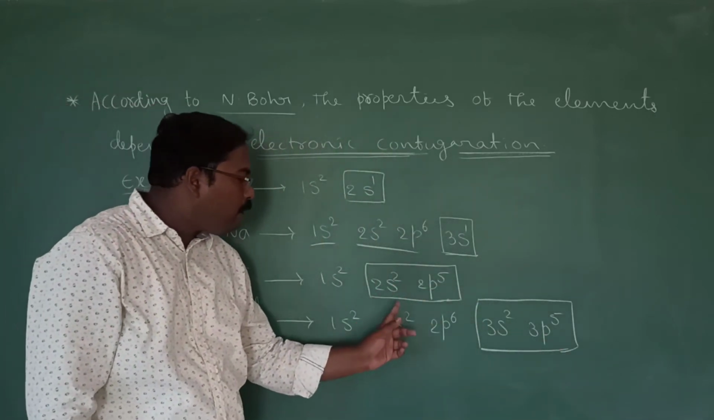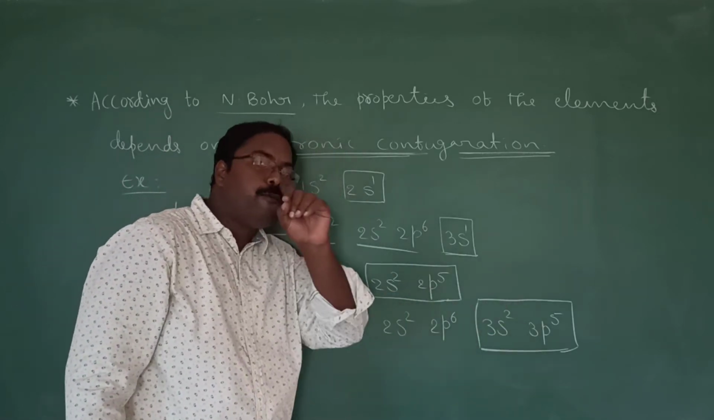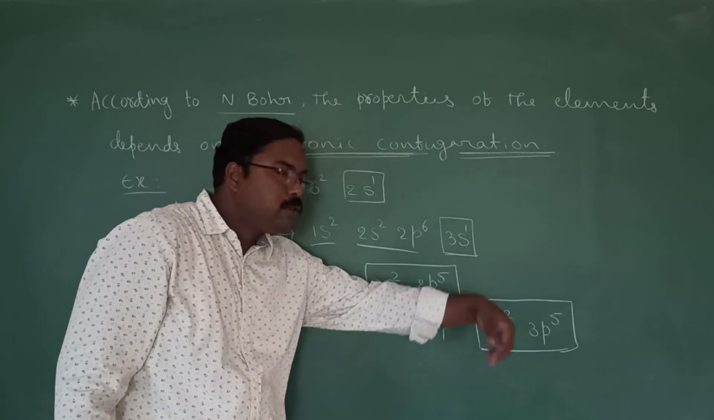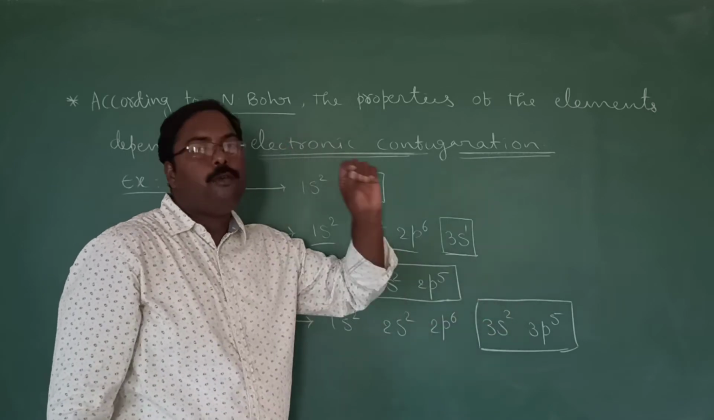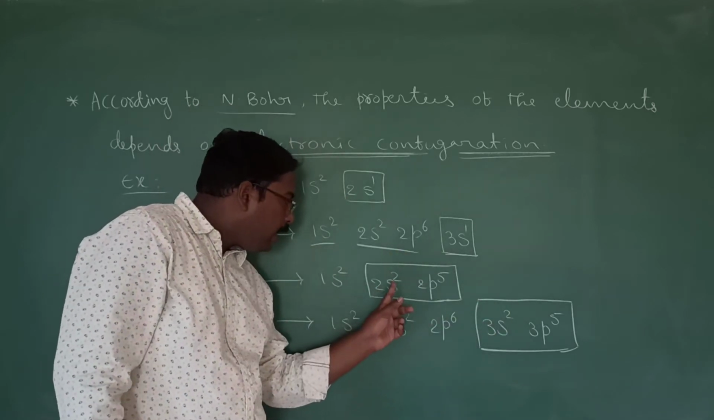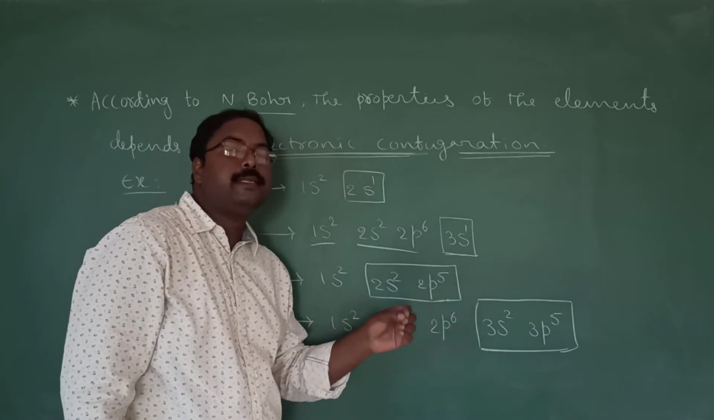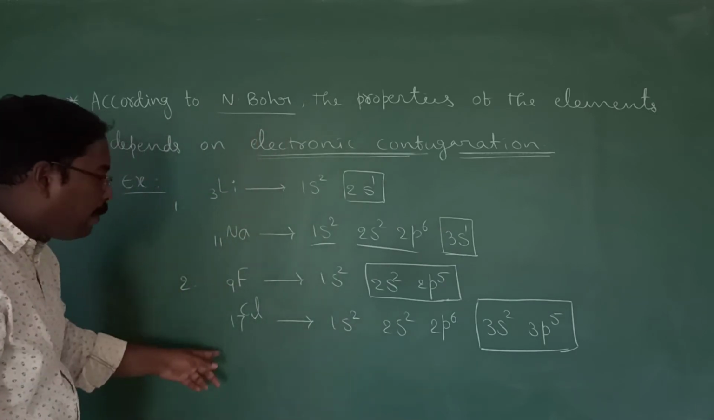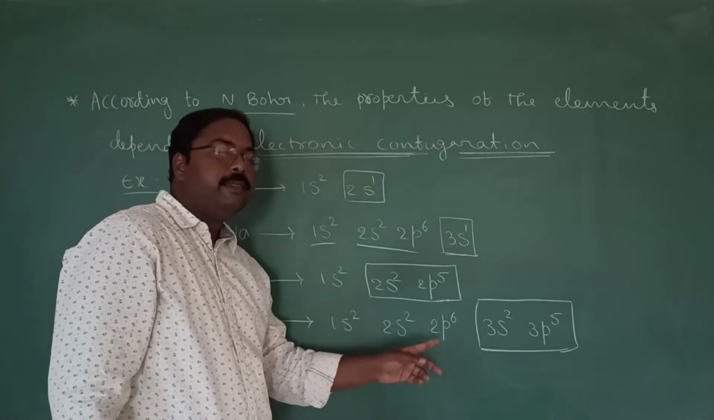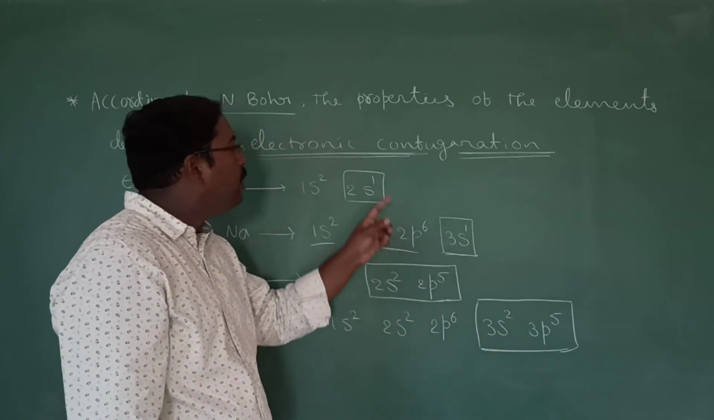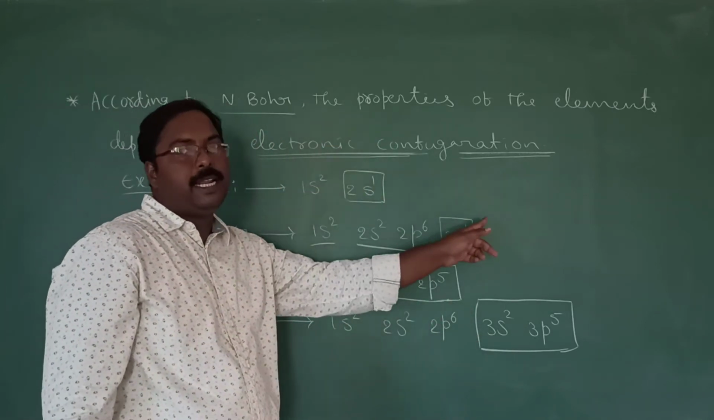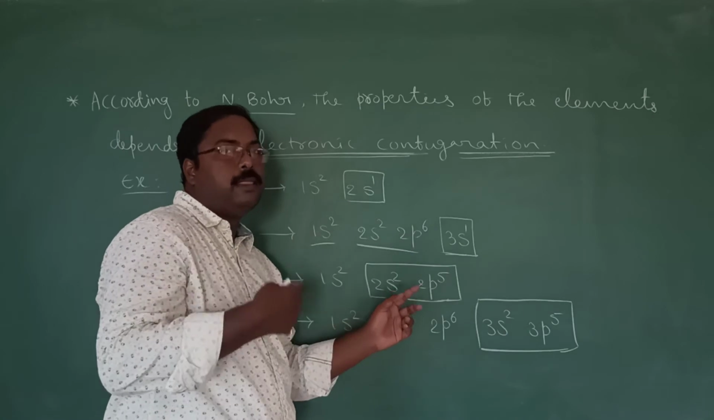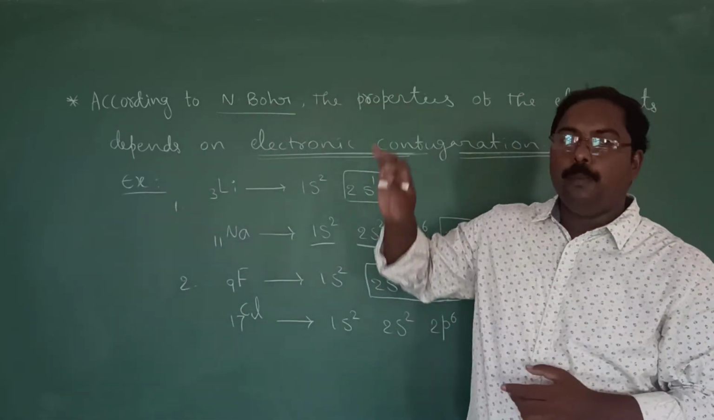What similarity do we observe? Both are having the same type of electronic configuration: 2s2, 2p5 and 3s2, 3p5. So the same number of valence electrons. How many? Here 2, here 5. So total valence electrons are 7. Here also total valence electrons are 7. Their atomic numbers are different, but their properties are similar because they have similar electronic configuration. Got the logic or not? That is the point that was given by Niels Bohr.